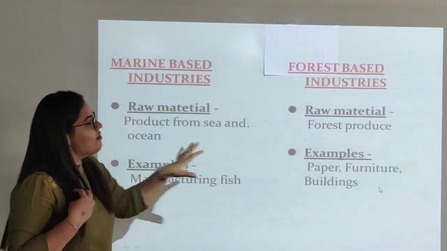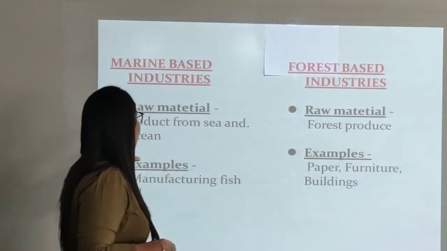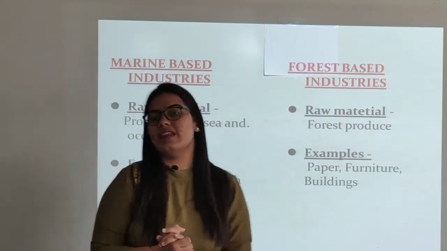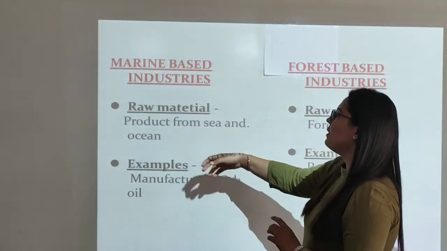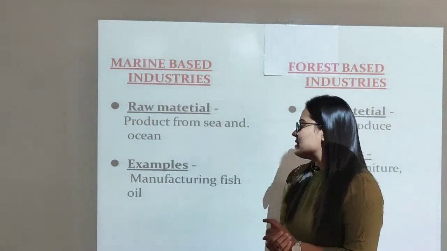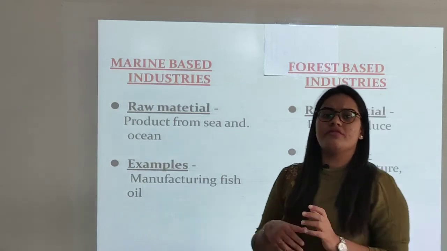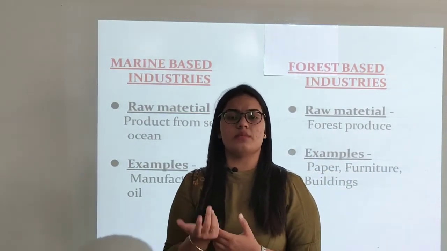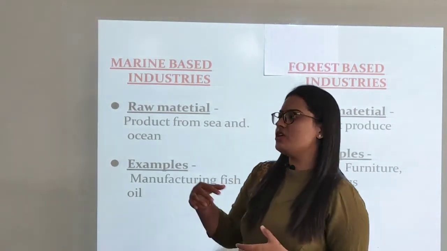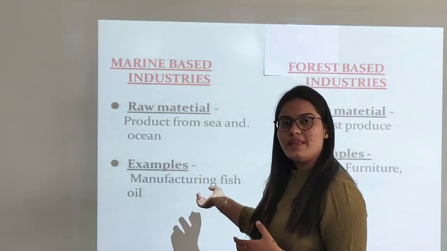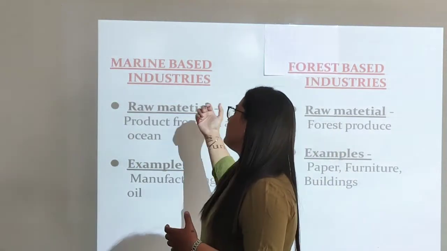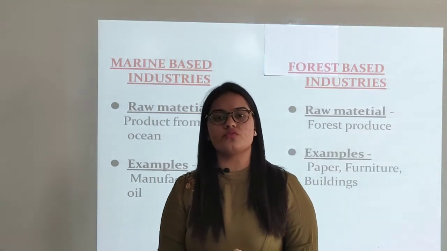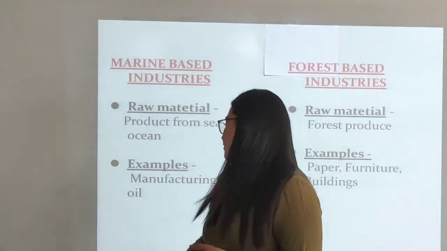Now the next is marine industry and forest based industry. Marine industry uses products from seas and oceans. The products from the seas and oceans are used as a raw material in the marine industries. An example is the manufacturing of fish oil. Now and then we see many people eating fish and other non-vegetarian products, so fish oil is also used in many of their sources. The raw material like the fish from the sea is used for manufacturing fish oil.